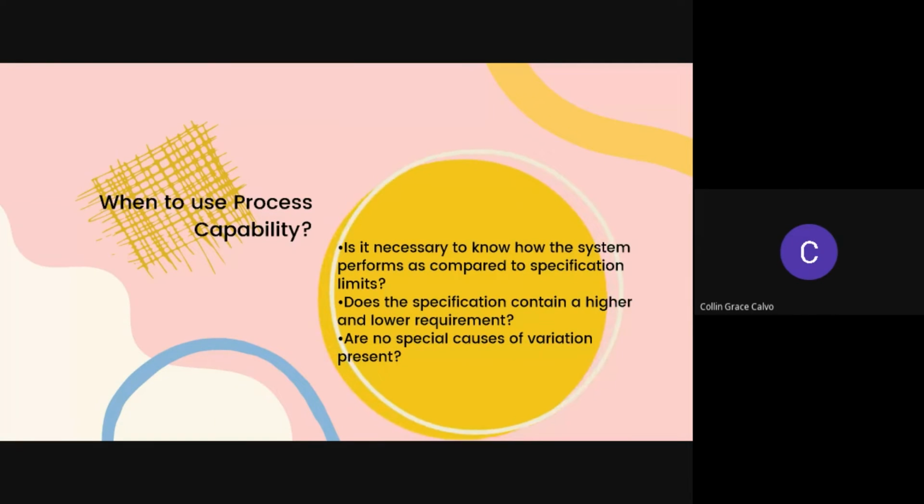When to use process capability. Use the standard method for calculating process capability analysis when you answer yes to all the following questions below. Is it necessary to know how the system performs as compared to specification limits?